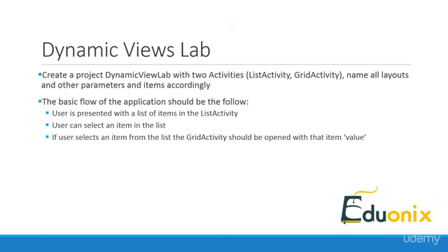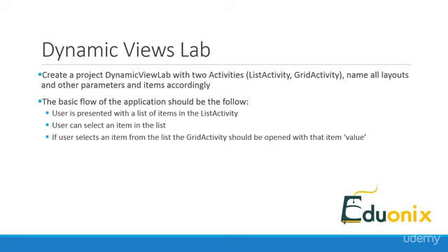In order to accomplish this task, first you will need to create a new project called Dynamic View Lab. That should contain two activities: list activity, the main launch activity, and grid activity. Create all the associated layout XMLs and menu XMLs with the same naming conventions we have used in previous lab exercises.